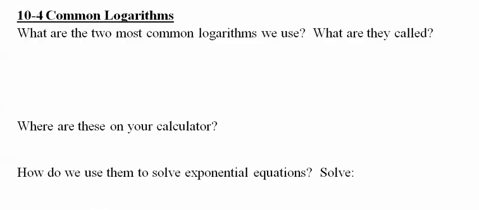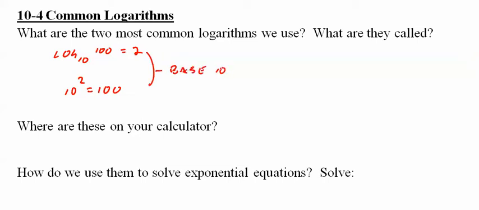So what are the two most common logarithms we use? What are they called? Well, the first one's called common logarithm, although I never call it that. It's a log base 10, and I'll write an equation just for the fun of it. Log of 100 equals 2, meaning 10 squared equals 100. That's called a base 10 or a common logarithm.